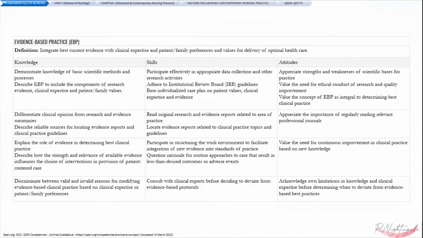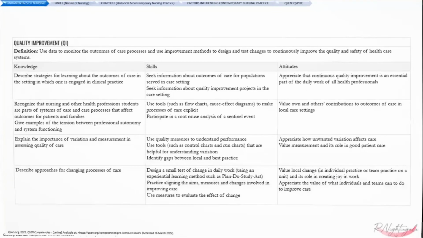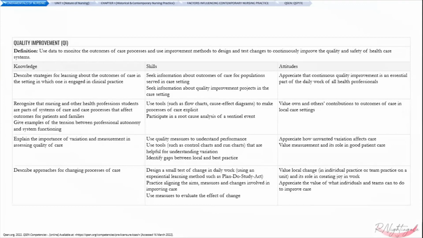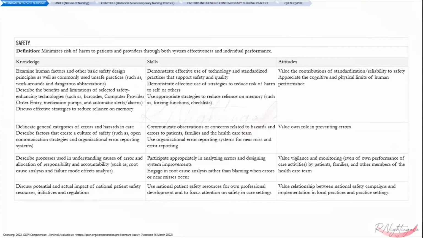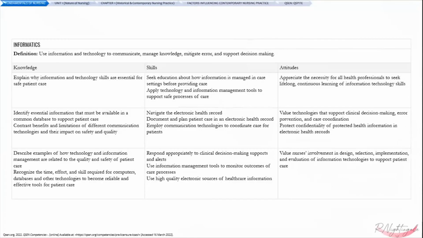This is for evidence-based practice. This is for quality improvement. This is for safety. And lastly, this is for the informatics. You can access this on their website and you can read each of this to understand them fully and more deeply.